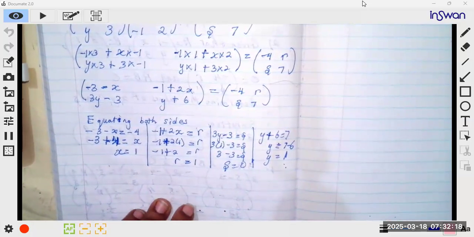You understand that? Yes, miss. All right. So you all have a clear understanding of what equal matrices is all about. Yes or no?